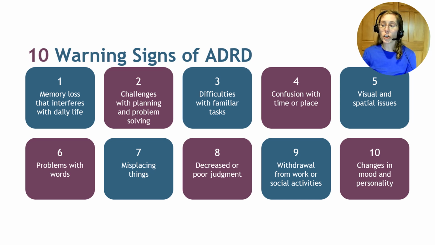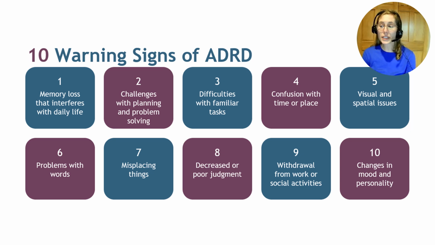You can also see new problems with words, and in particular, people with dementia may have trouble following or even joining in on a conversation. They may repeat themselves over and over, or they may have difficulty with word finding or even switching up words in sentences. People with dementia may misplace things, and importantly, they lose the ability to retrace their steps to try to find where they misplaced things. Or they may even put things in really unusual places that you wouldn't think to look.